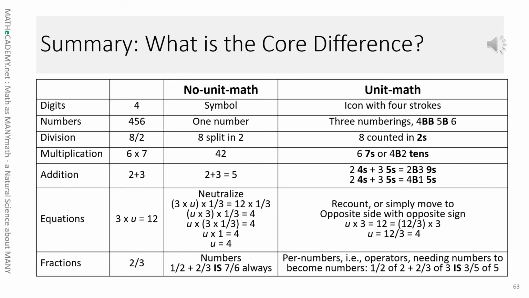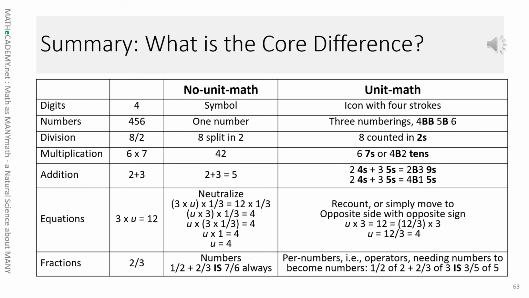Multiplication, as 6 times 7. It gives 42. No, it is 6 sevens, that may, or may not, be recounted as 4 bundle 2 10s. Addition, as 2 plus 3. 2 plus 3 is 5 always. No, it depends on the units, and on if the totals are added next to, or on top. 2 4s plus 3 5s equals 2 bundled 3 9s, if added next to. And 4 bundle 1 5s, if added on top.